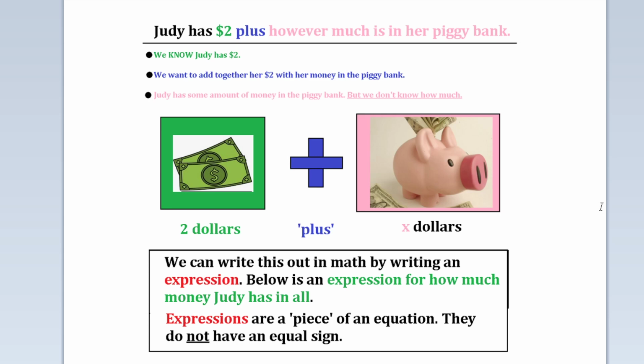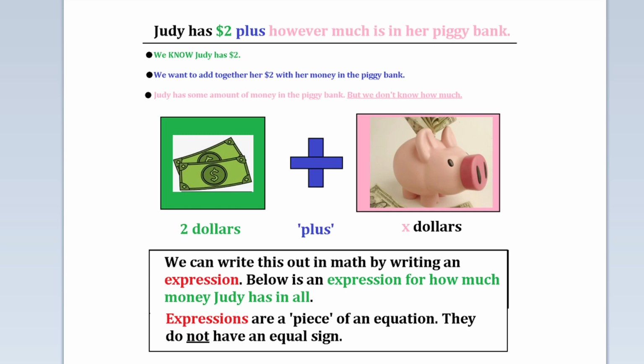Judy has $2 in her pocket, but she also has this piggy bank that she's been saving money in for many years, and she knows that there's some money in there, but she doesn't know how much. That's kind of the point of a piggy bank, right? You put money in there, you forget about it, you don't know how much is in there. So she knows she has $2 for sure, and she knows she has some more money, but she doesn't know how much is in that bank.